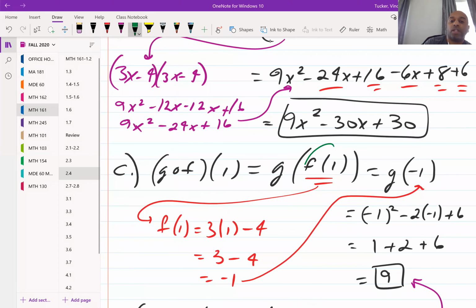The first one, f of 1 is on the inside of here. So what I could do is find f of 1 first. So you plug 1 into the f function. 3 times 1 is 3. 3 minus 4 is negative 1. So f of 1 is equal to negative 1. Plug negative 1 into g. And so negative 1 squared minus 2 times negative 1 plus 6. That simplifies to 9. So that's one way of doing that.